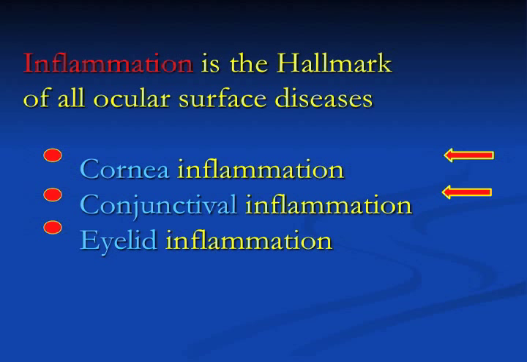Why is that? The reason is the anti-inflammatory properties that it's bringing by its structure. And we know already that the hallmark of the ocular surface disease is inflammation. It can be either in the cornea, the conjunctiva, or the eyelid. And the amniotic membrane, it's addressing both the corneal inflammation as well as the conjunctival inflammation.